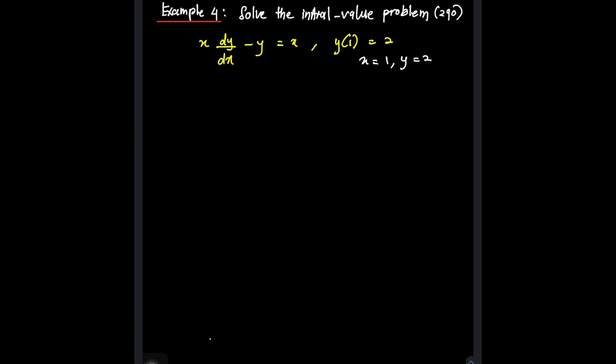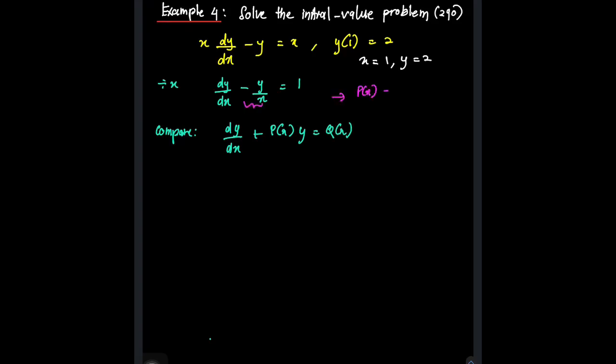Okay, so the first step is we need to write down this equation in general form. First you have to divide by x. So when you divide by x, you will get dy over dx minus y over x is equivalent to 1. And then we compare with the general form, dy over dx plus p(x)y is equivalent to q(x). Your p(x) is actually equivalent to negative 1 over x, and your q(x) is equivalent to 1.